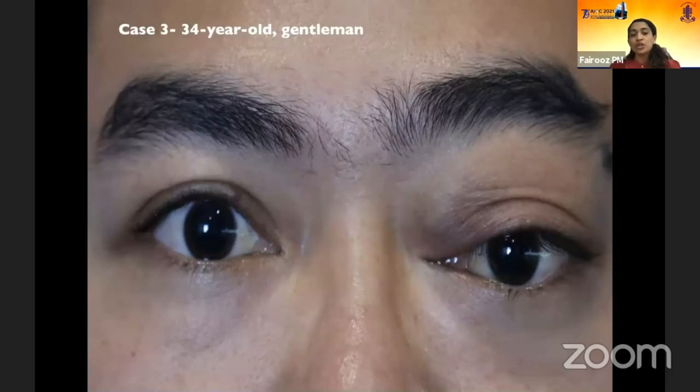Now, coming to the adult patient, this is a 34-year-old gentleman who again had fullness of the periocular area, as you can see here in the left eye. Initially, he was treated as orbital inflammatory disease in the previous establishment.